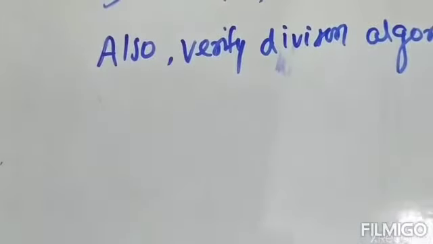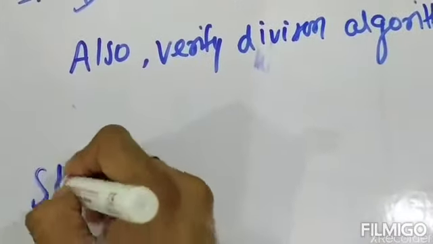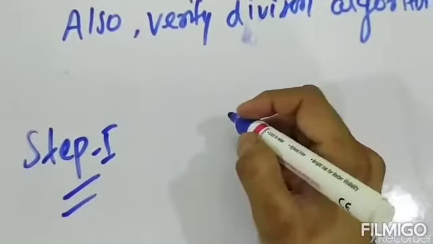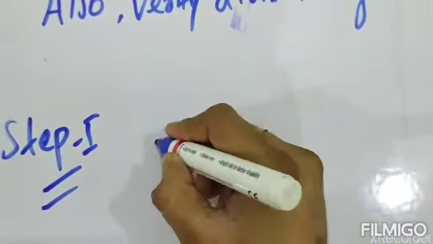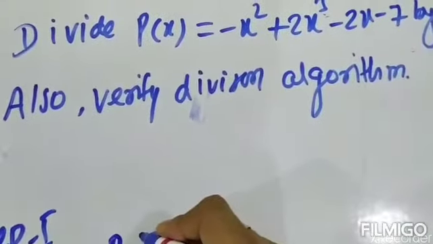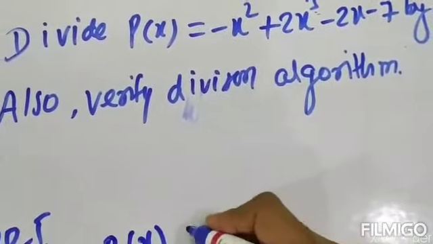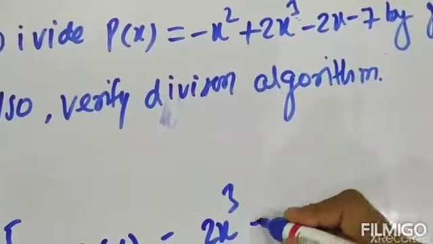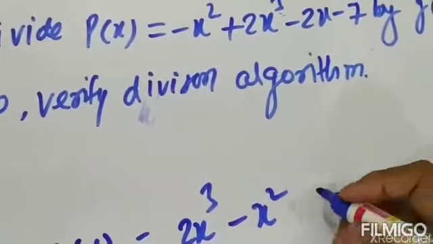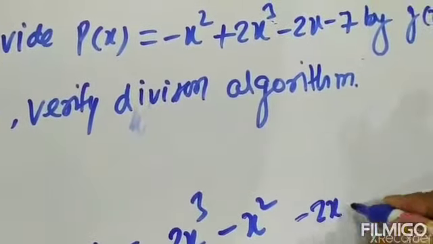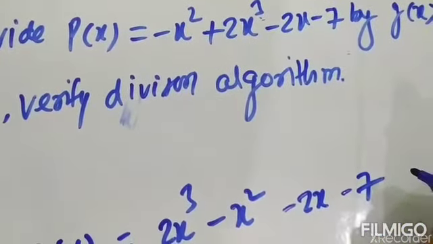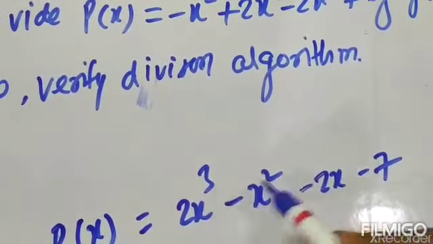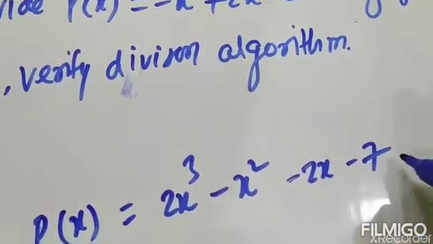And if it is not given in standard form, then step 1 is to write down the given polynomial in standard form. So I am writing the given polynomial in standard form. Let's see, P of x equals 2x cube minus x square minus 2x minus 7. This is the standard form now, right? Because the degrees are in descending order, 3, 2, then 1, then 0.